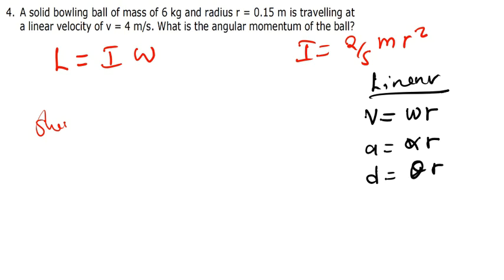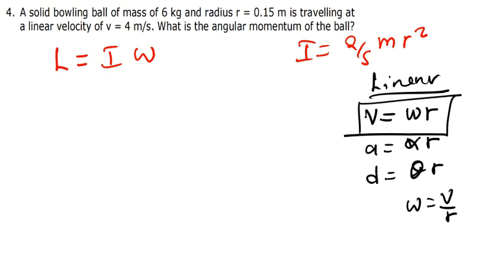So in this case, if I look here, I want to find the angular momentum. I don't have w, but I can find w using this. I can find v or w using that. So now I'm going to make w the subject of the formula. I'll divide both sides by r, so my w will be equal to v over r.